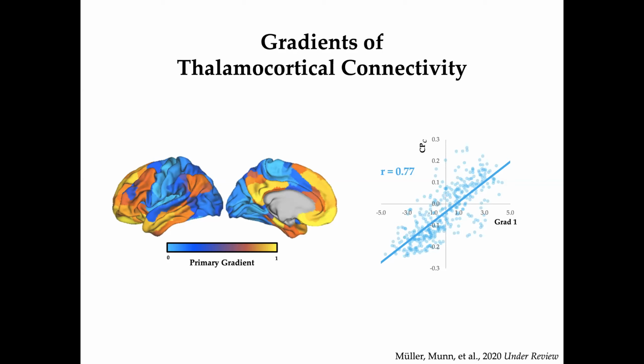It's worth mentioning as well here that this result survives correction for spatial autocorrelation, in which we use the spin test to populate a null distribution. And so we thought that was really interesting, that we could basically take thalamic architecture and then recapitulate cortical connectivity patterns in a loose fashion.